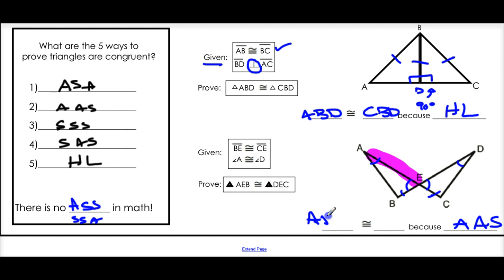So AEB is congruent to DEC because of angle, angle, side.